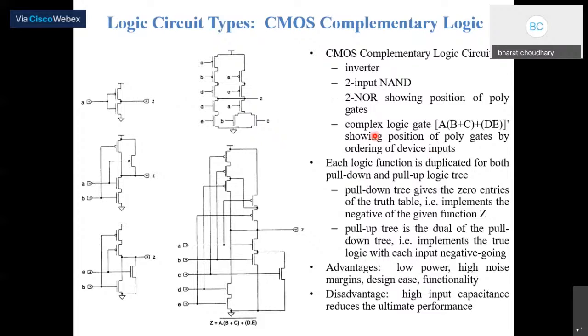And what are the disadvantages? Higher input capacitance will reduce the ultimate performance. These parasitics and capacitance will affect the performance of the logic circuit, and will contribute additional power consumption and delay in the circuit. So these are the limitations of CMOS, and we will also discuss further limitations of such designs in subsequent slides.